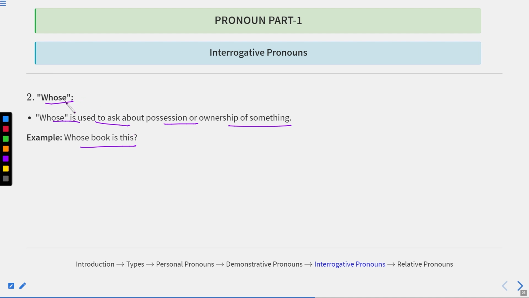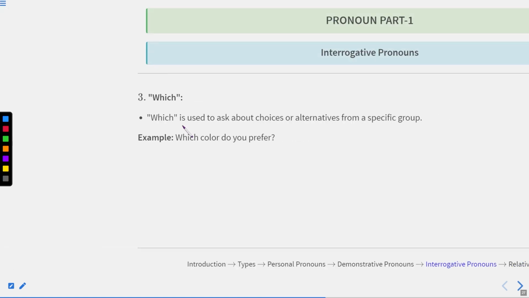Moreover, although this word is also used as a pronoun, in fact it is more used as an interrogative adjective. Okay, not pronoun. So this is used as an interrogative adjective, just because after this word we have used a noun immediately.